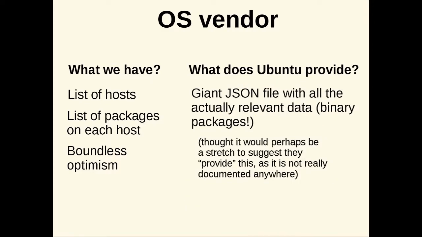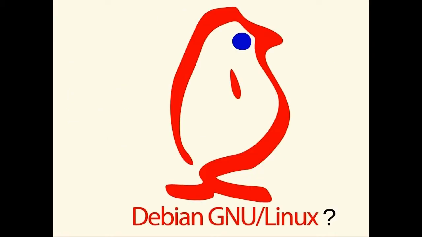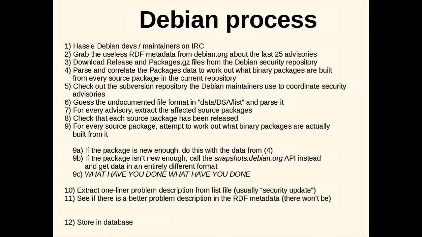At least things are a little bit better on the Ubuntu side, where we just get a giant JSON file containing all of the advisories and all the affected packages on each advisory. Let's take a close look at the situation with Debian and see the best process we've come up with for working out machine-readable advisory data. This is what it more or less looks like.